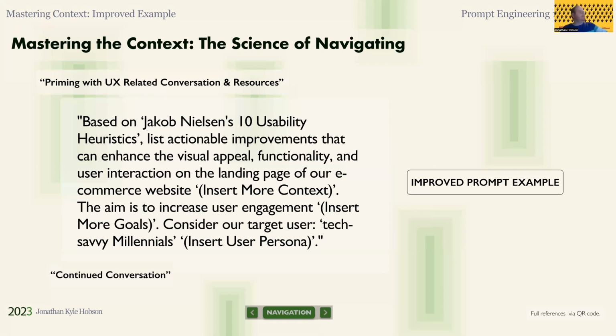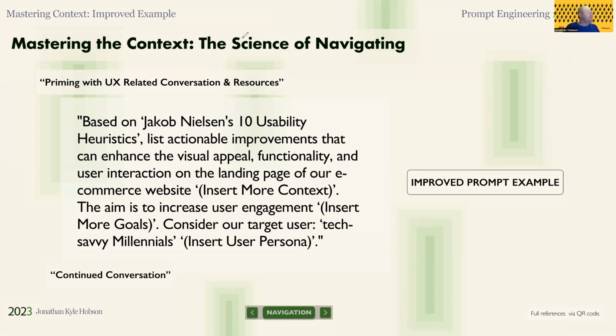So this is an improved version of that. I did actually have a chat of this I could have shared, but I forgot to grab that link. I could probably share it with you at the end. This improved version is based on Jakob Nielsen's 10 usability heuristics. So now we have what improvements mean.